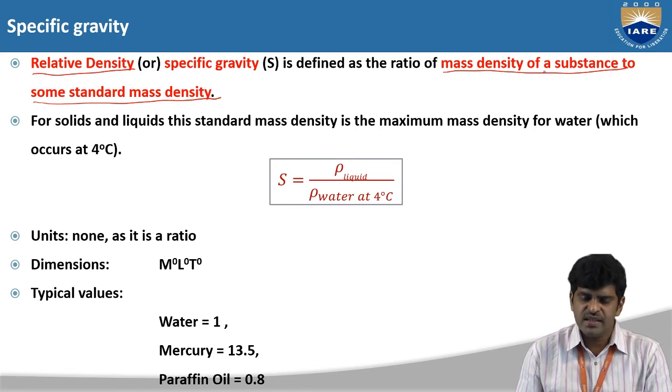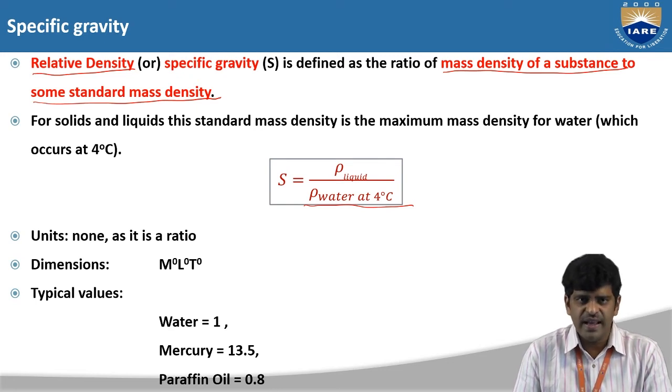Now the mass density of the given substance may be an oil, petrol, diesel, or whatever type of substance it is. So we consider that given liquid under the problem. But in the denominator, the mass density of the standard liquid is always a constant. In other words, it may also be defined as the ratio of the weight density of the given substance to the weight density of the standard liquid.